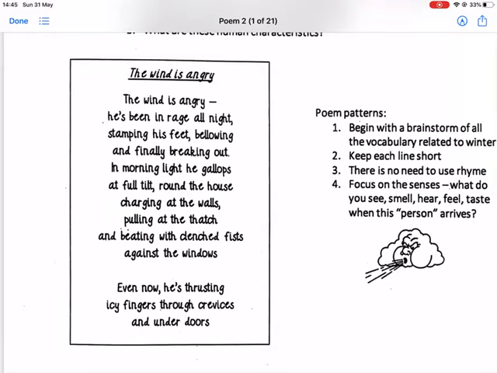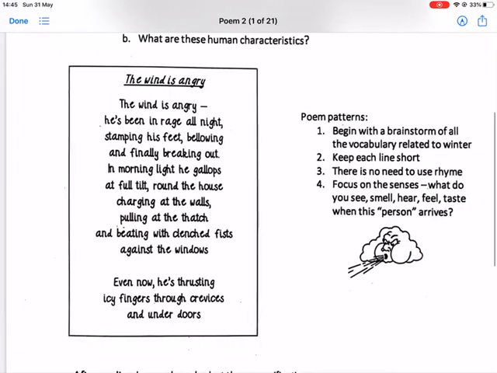He's charging at the walls, so he's coming right for the walls, pulling at the thatch. A thatch roof is a roof that has straw on it, so it's a grass roof. And then it says he's beating with clenched fists against the windows. Clenched means closed fists. Even now he's thrusting icy fingers through crevices and under doors. Thrusting means pushing. Crevices are little openings under the door, or a slight thin opening by the window. So everywhere there he's coming in, and it's cold wind.